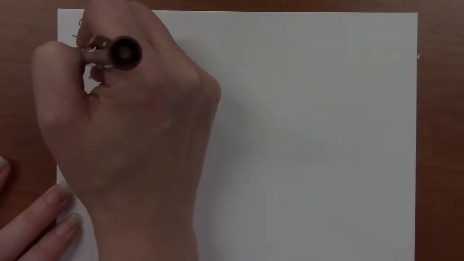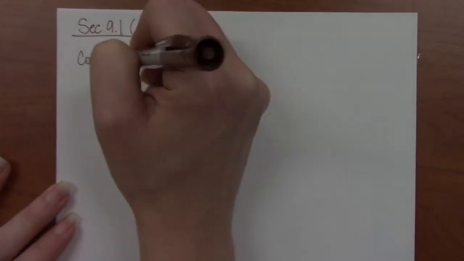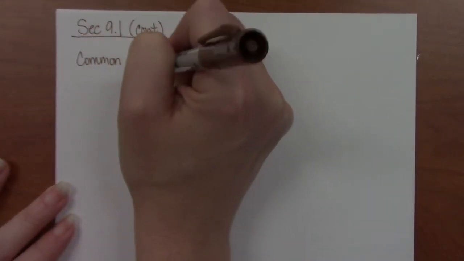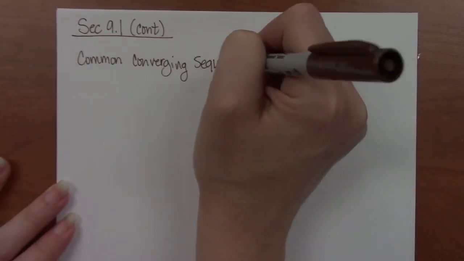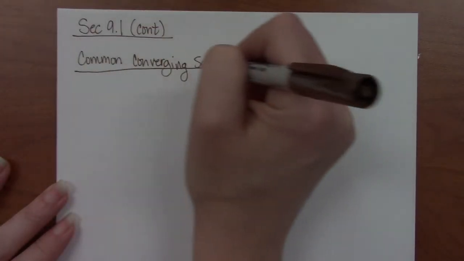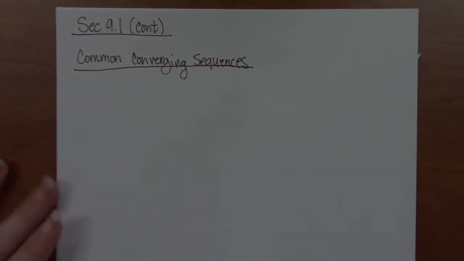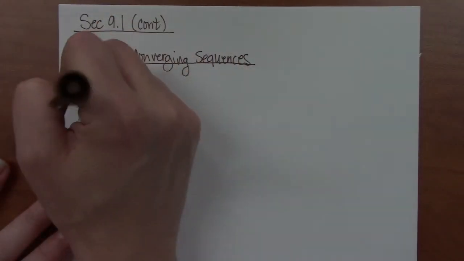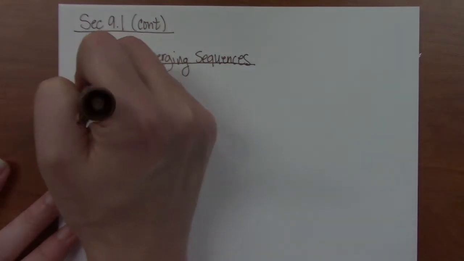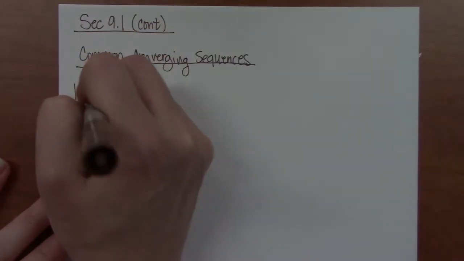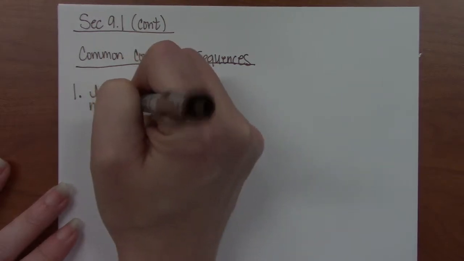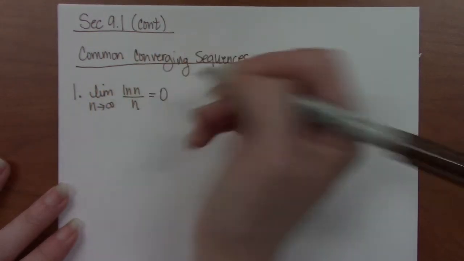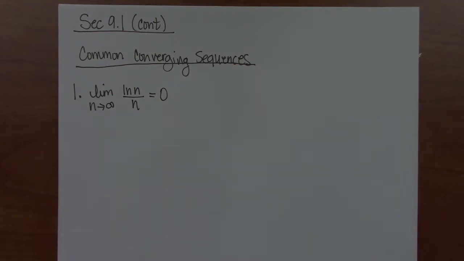And these will crop up later as well when we get into series. So these are things you want to make sure you know and that you have down. All right, so the first one is the limit as n goes to infinity of the natural log of n over n. And we can very easily prove using L'Hopital that this thing goes to 0.